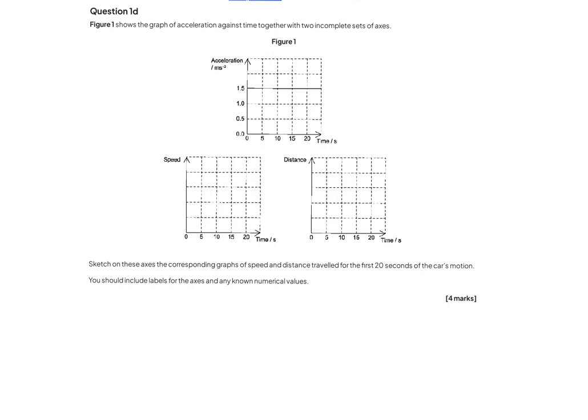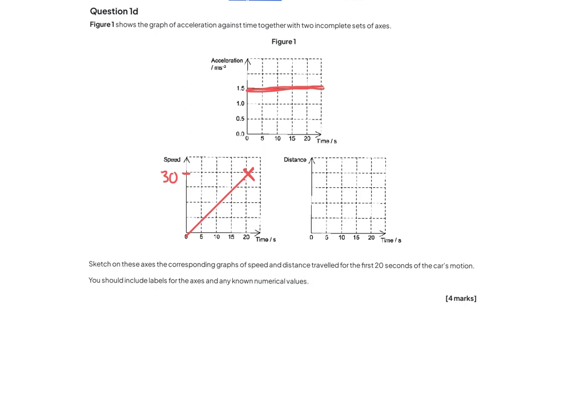Question 1d. So figure 1 shows the graph of acceleration against time. So let me just put that in red so you can actually see that line. So it's constant acceleration at 1.5 meters per second squared. We need to plot the speed and the distance time graph. So we're going to use our answers from the previous page. So the speed got up to 30 meters per second in 20 seconds. So I'm just going to label this one as 30. Doesn't really matter which one you label for this one. And then we're just going to draw a straight line going to 30 at 20 seconds because it was a constant acceleration, which gives us a straight line.